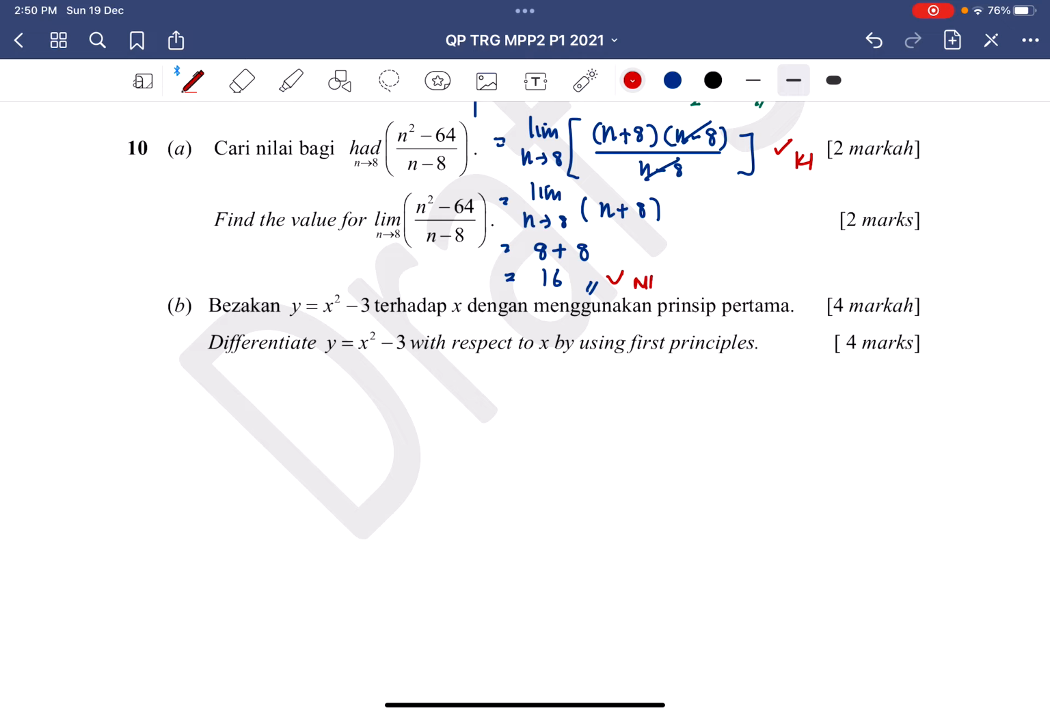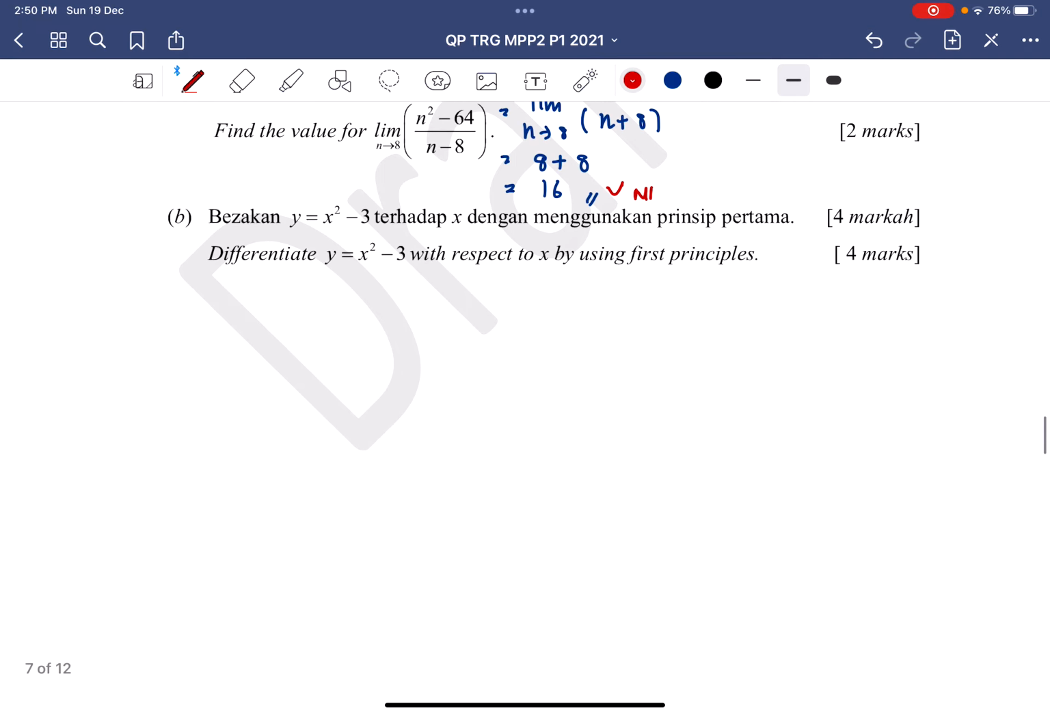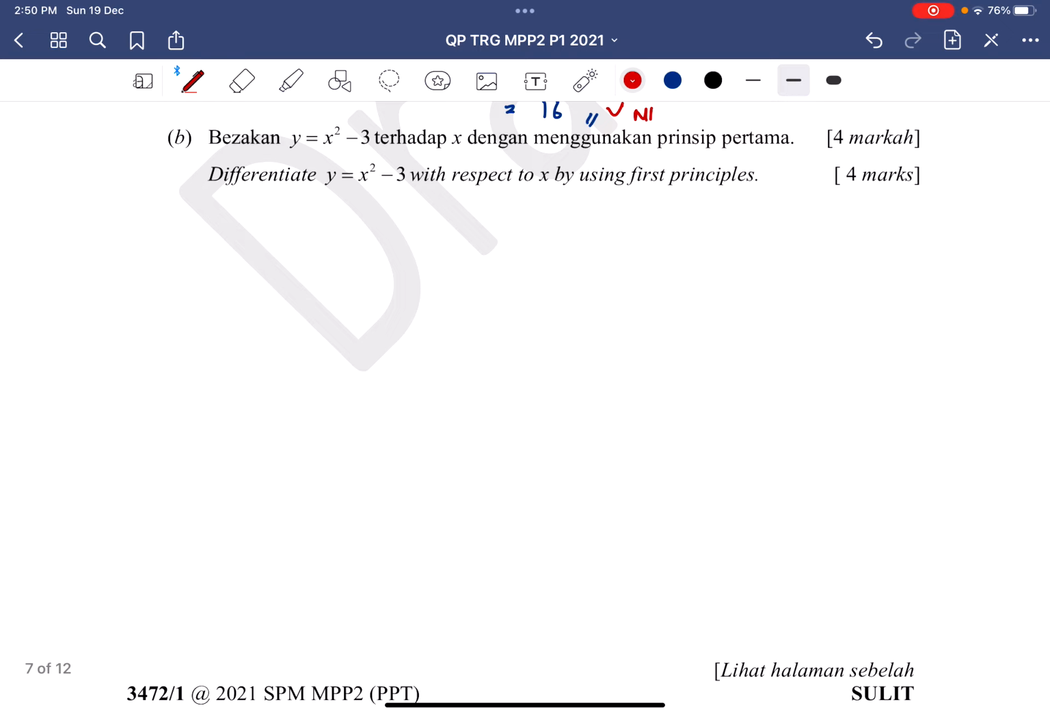So for question B, they ask us to differentiate y equals x squared minus 3 by using the first principle method. So for the first principle method, you can't just use the formula. You need to know a concept. In this case, the easiest way is to use the gradient concept, which is rise over run. So you want to find dy/dx, but you can't use the formula.